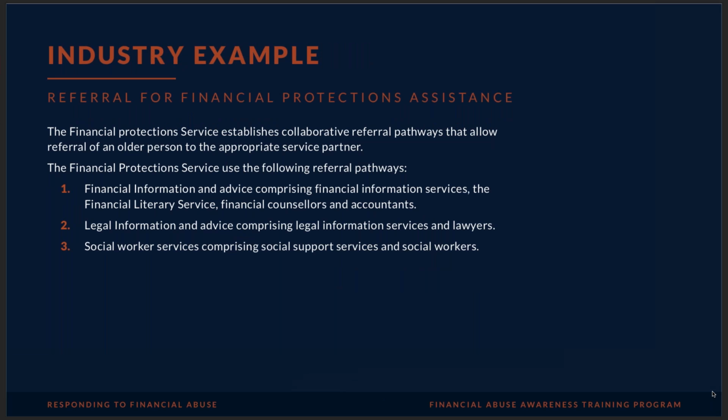Here's an industry example where the Financial Protection Service establishes a collaborative referral pathway that allows the referral of an older person to an appropriate service provider. This can include referral pathways to information and advice, which is the financial literacy service, or financial counsellors or accountants, legal information and advice, including legal information services and lawyers, and social work services, including social support services and social workers. So there's an example of the sorts of referrals that could be made for an individual response.